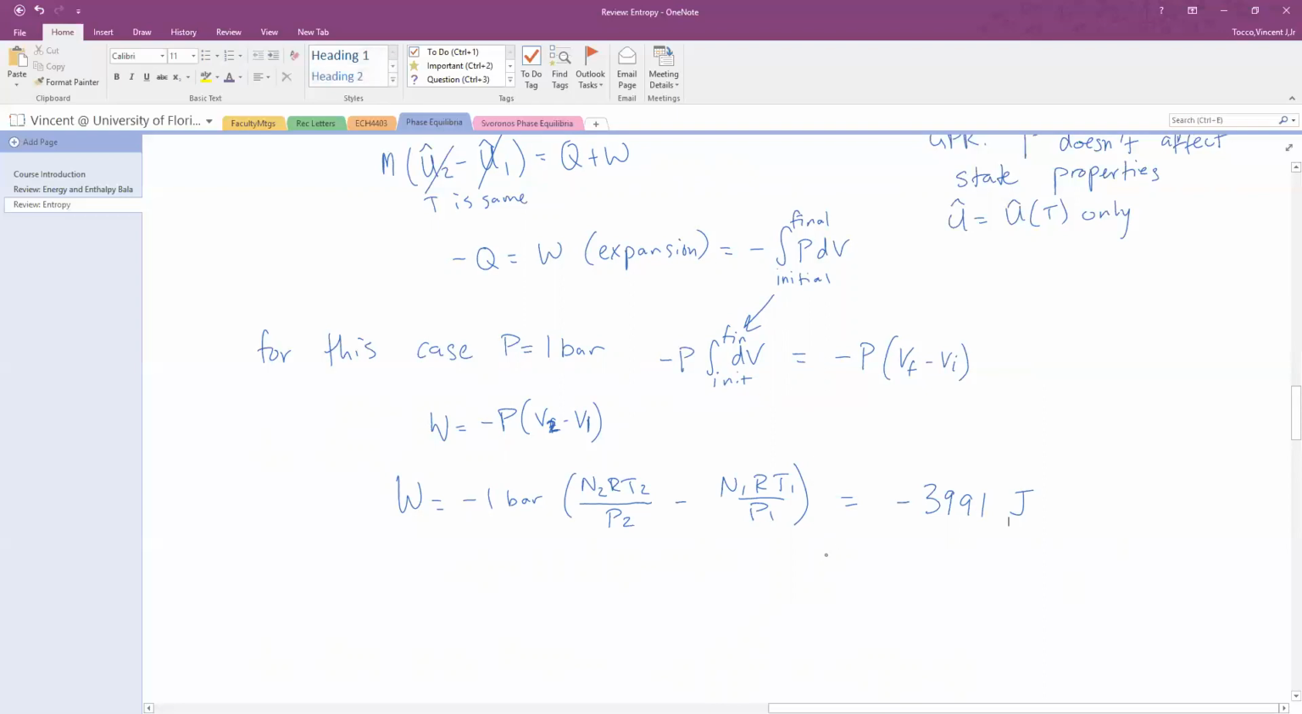which means that the heat transferred, since W is equal to minus Q, so it's minus a minus, and Q is equal to 3,991 joules. That makes sense because we said that heat was going to be transferred from the surroundings to the system, meaning it's positive, and the system, which is the gas inside, does work on the surroundings, which means it's negative by convention.